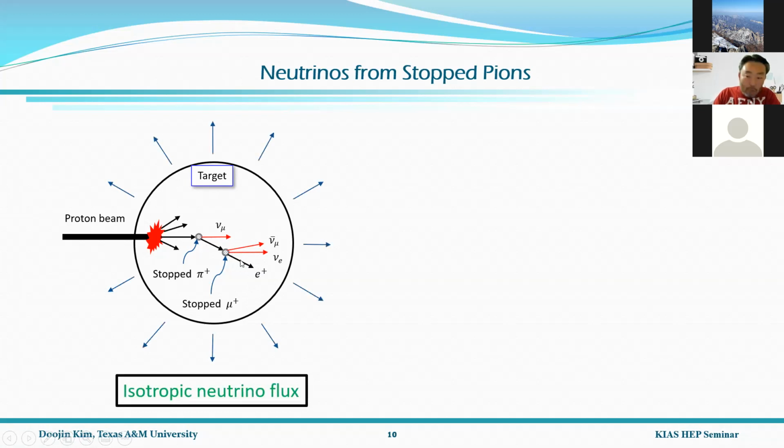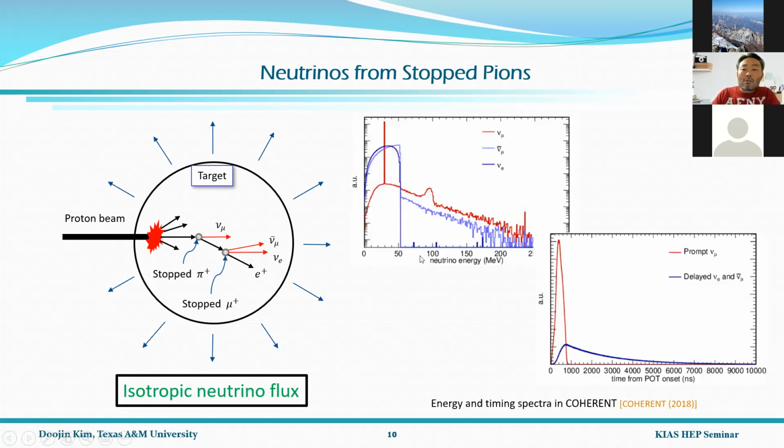Since neutrinos are coming from these stationary sources, their flux is basically isotropic, which means the detector position doesn't matter much in terms of getting the neutrino flux, like the reactor core. So these are the energy and the timing spectra of produced neutrinos in COHERENT, one of the experiments of this sort. As I said before, the typical energy values are larger than those in the reactor case.